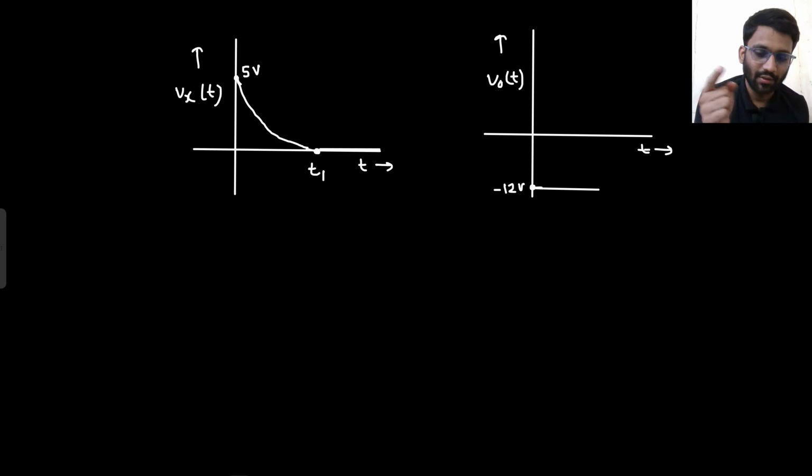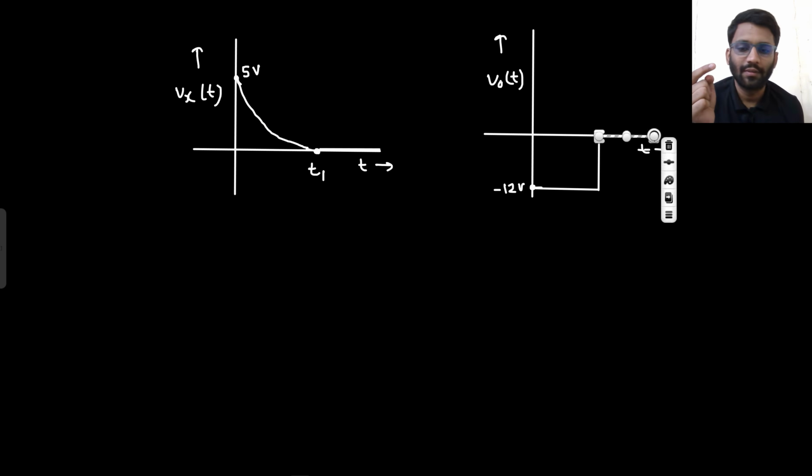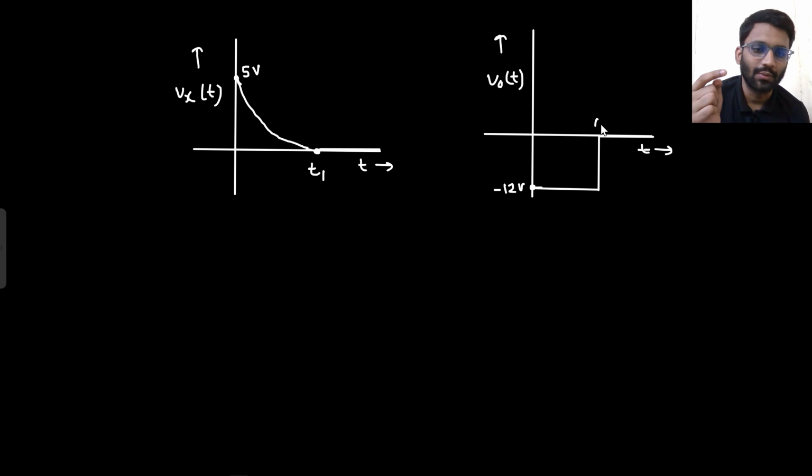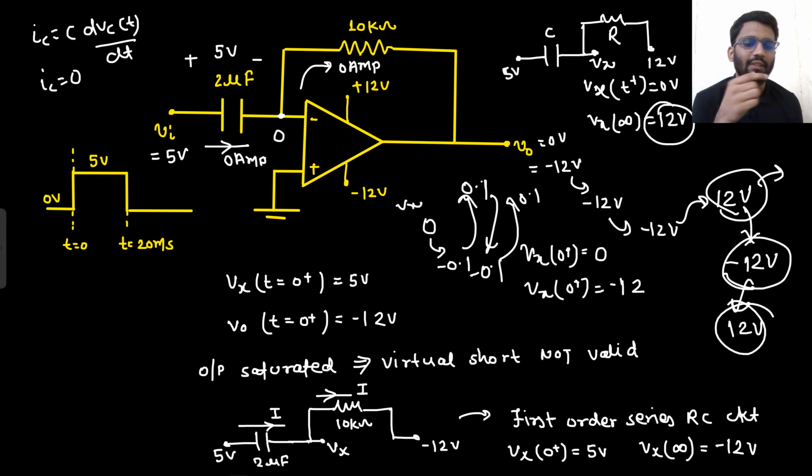So what happened is that from minus 12, it will go down directly to 0. Immediately it will go down to 0. So this happened in the circuit. Say yes or no. Did you understand this point?